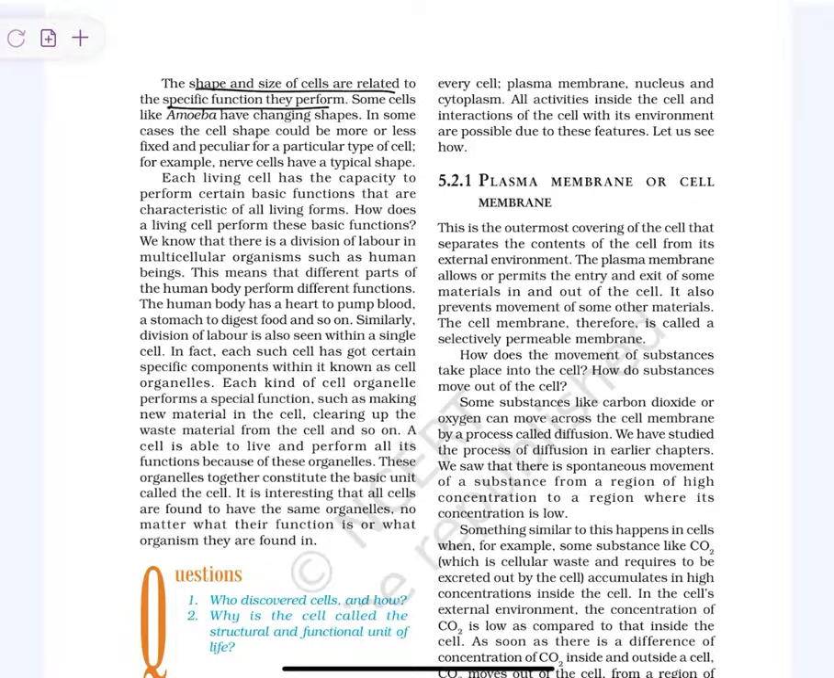Some cells also change shapes. For example, let's take the example of amoeba. The amoeba is a unicellular organism formed of a single cell, and the shape of the cell usually changes. In some cases, the cell shape can be fixed as well, like in the case of nerve cells.